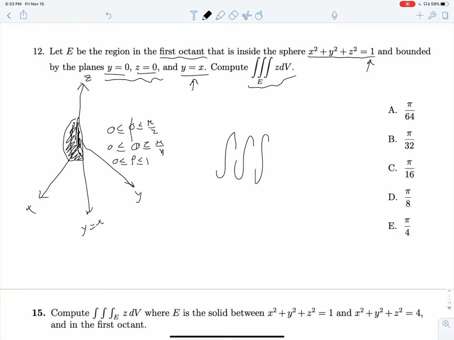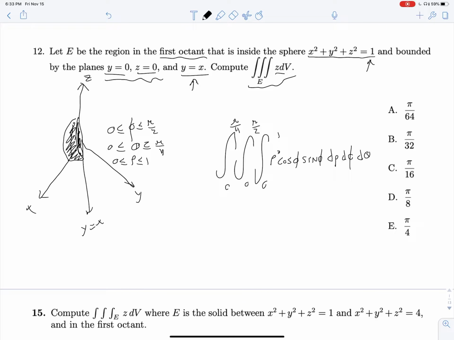So setting up our integral and converting z into spherical coordinates, which is just going to be rho cosine of phi, then we tack on the rest, sine phi rho squared, so we can just cube our rho in here. From 0 to 1, d rho, from 0 to pi over 2, d phi, and from 0 to pi over 4, d theta. There's our whole integral, and now we just have to solve.